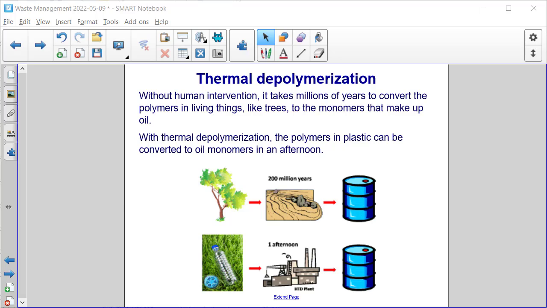Let's discuss thermal depolymerization in more detail. Without human intervention, it takes millions of years to convert the polymers in living things like trees to the monomers that make up oil. With thermal depolymerization, the polymers in plastic can be converted to oil monomers in an afternoon.